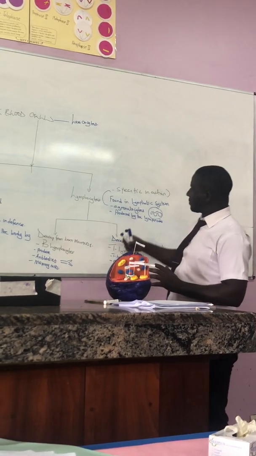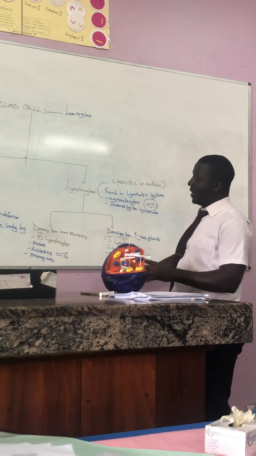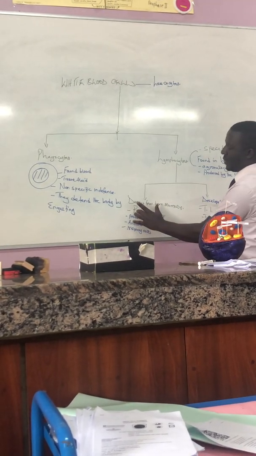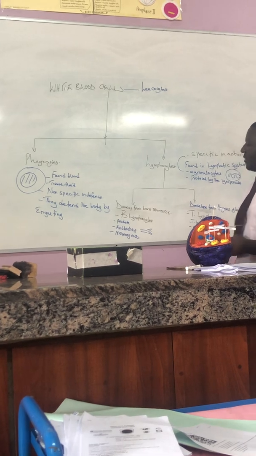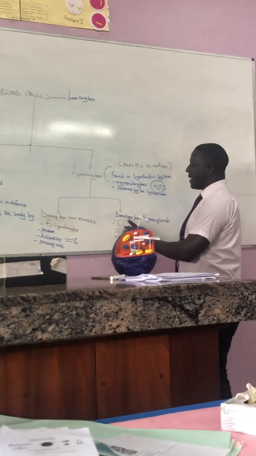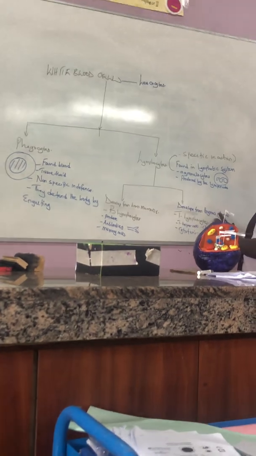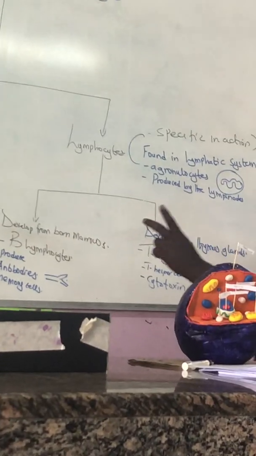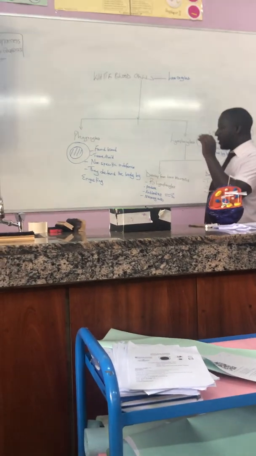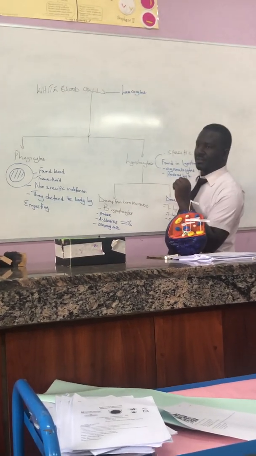They are produced and grow from different regions. Those which grow from the bone marrow are called B lymphocytes, which is why we have the letter B. Those which grow from the thymus gland, just around the chest, are called T lymphocytes, T standing for thymus. B lymphocytes produce antibodies, and they also produce memory cells.